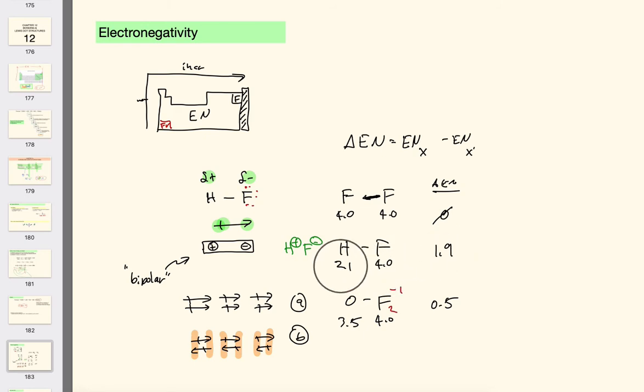Well, I can actually quantify it now. So I know most of the electronegative charge is going to be here, and just a little bit of positive is going to be on the H.